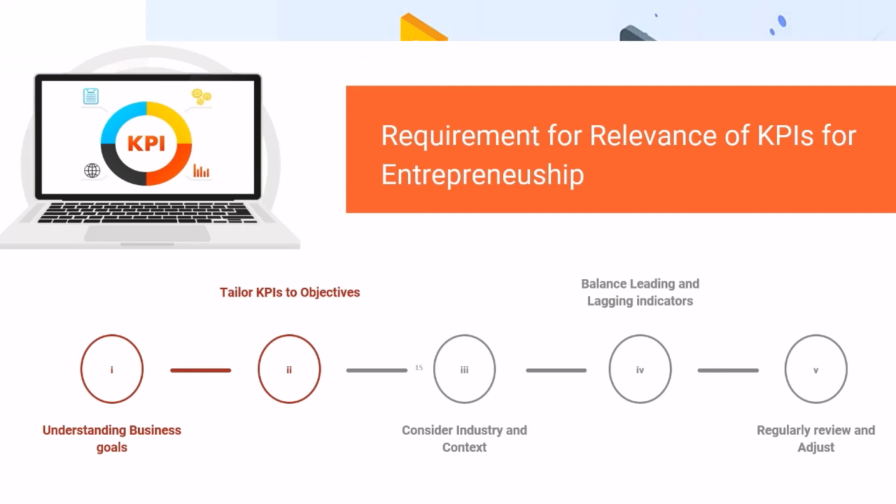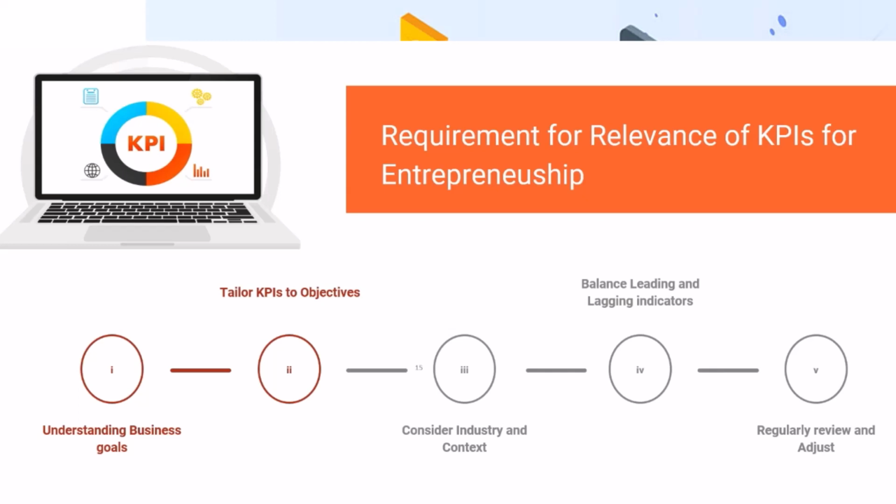Now, what are the relevant requirements? How to determine requirements for relevance of KPI of entrepreneurship engagement. Understanding relevant KPIs for your businesses. 1, you need to understand the business goals. You start by understanding the core objective and goal of the entrepreneurship venture, such as revenue growth, customer acquisition, or market expansion. So this will enable you to come up with the requirement for your KPI.